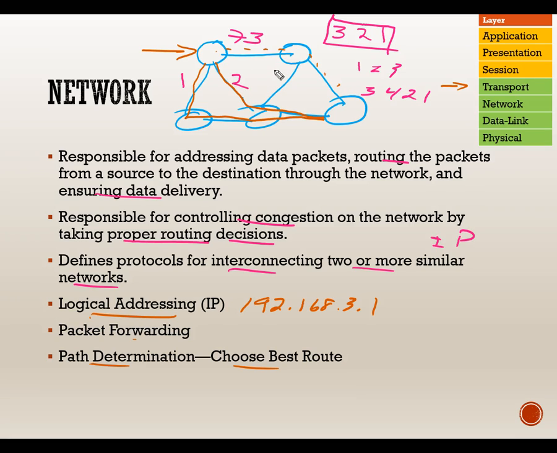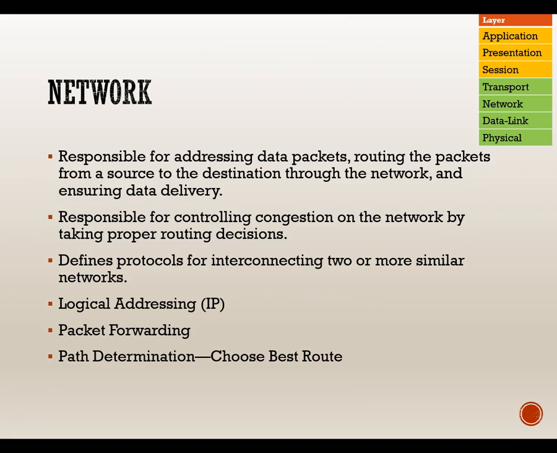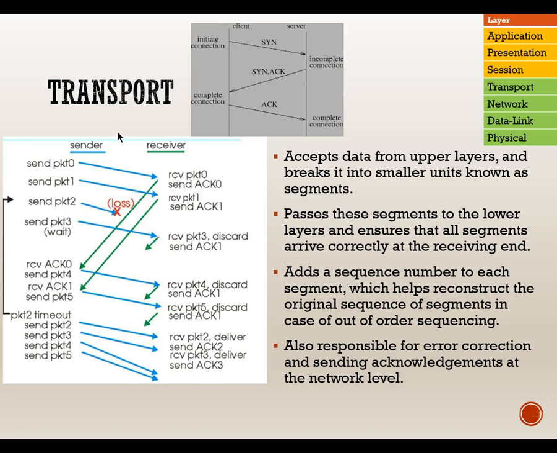So the network layer is responsible for getting the information from point A to point B. Logical addressing, the IP addresses are there, path determination, routing. Routers are the devices that are here, and routing is what happens.